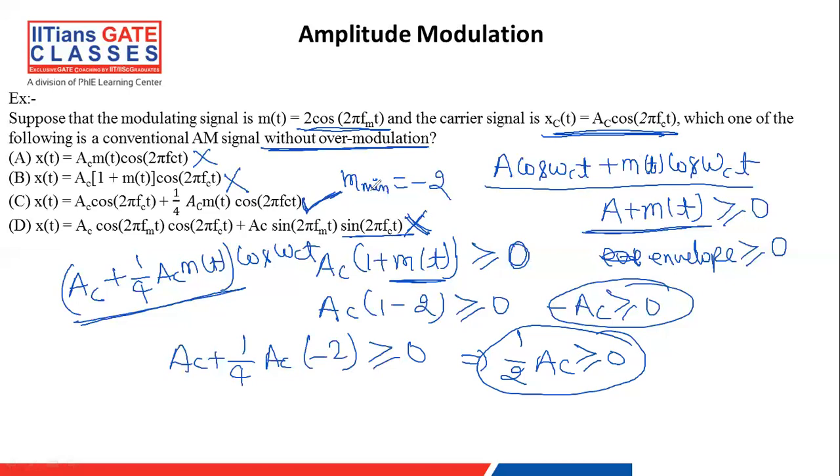So if any signal is given and you are asked to find out whether the signal is AM or not, the first thing is to check whether this is in this form or not, and the second thing is to check whether there is over modulation or not.